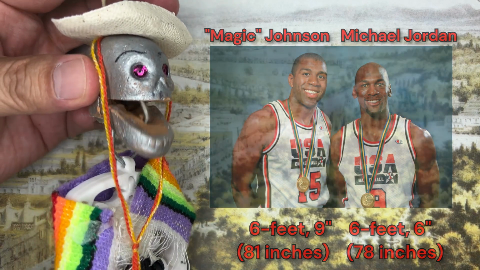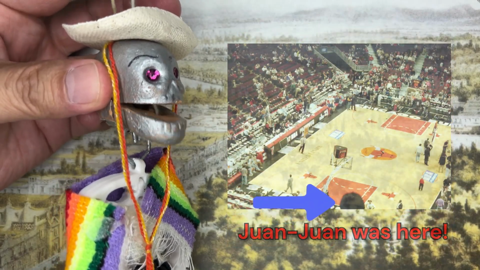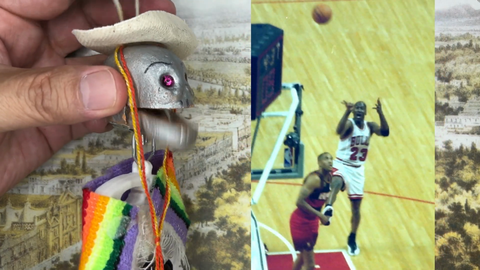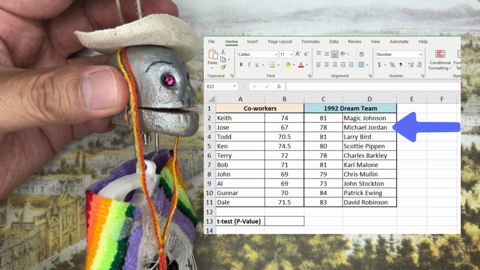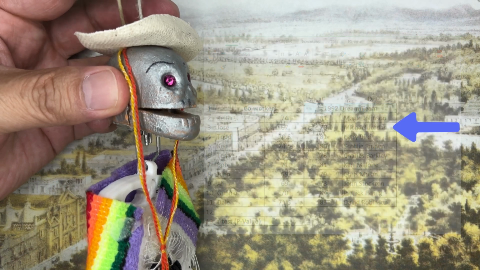by the way, the best player ever, and I saw him playing back in 1997, and he was amazing. Anyway, Michael Jordan is 6 feet 6 inches tall, and that's equal to 78 inches, and so on.